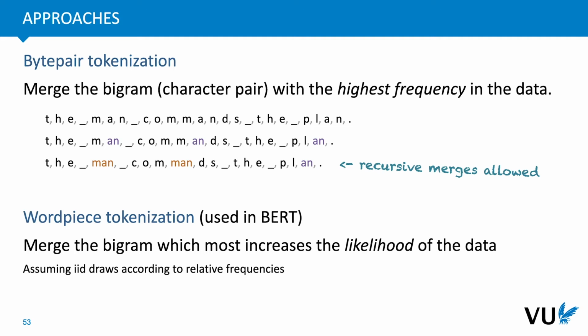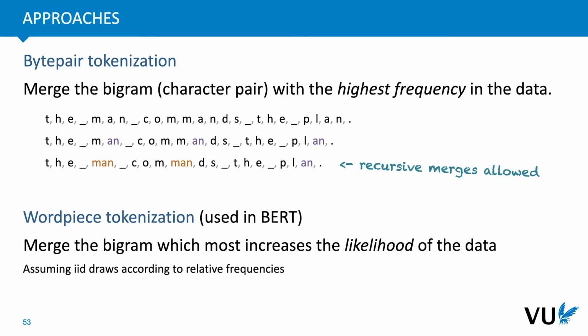So afterwards, the token "man", the combination of the base character M and this new character AN, becomes our most frequent bigram, and so we extract that and replace it with a new token as well. And note that only 2 of the 3 occurrences of AN are replaced by this new token, because the last one is in the word "plan".